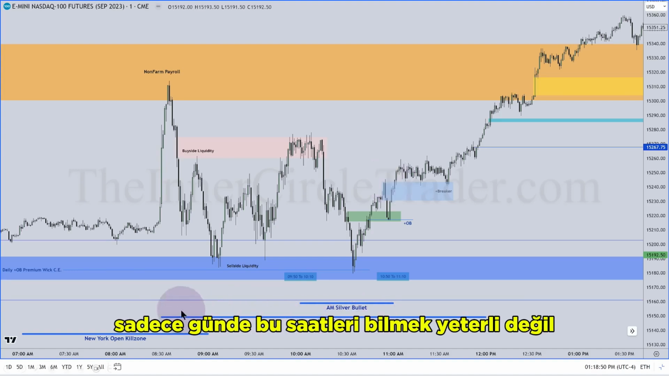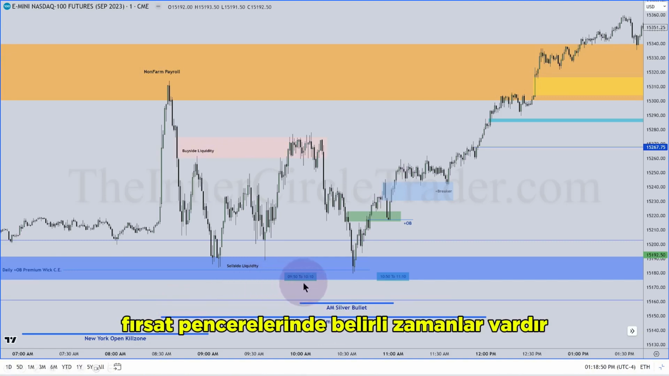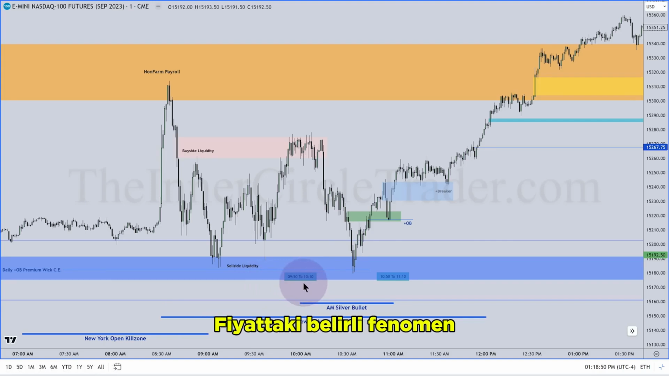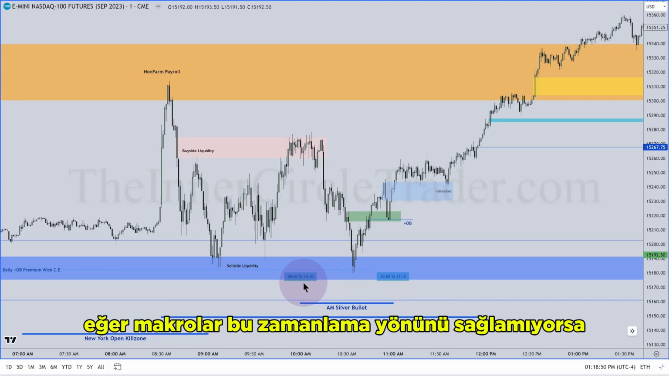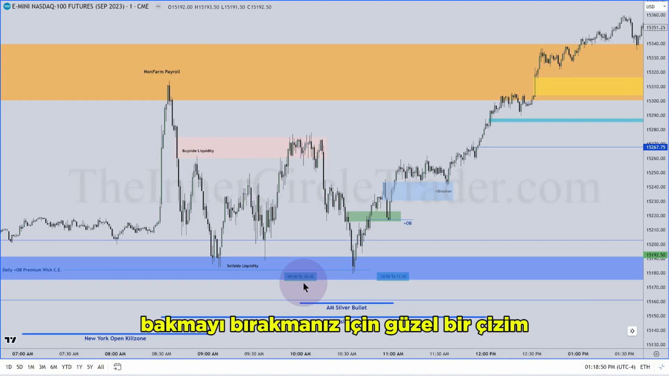It's not enough to simply know these times of day. Inside those respective times, there are specific windows of opportunity for me to anticipate a specific phenomenon in price, where it will start behaving like we would expect it to. It will start running for liquidity. It will start running for inefficiency. If the macros do not provide that timing aspect and the market just simply doesn't budge, that is many times a beautiful illustration for you to stop looking and close your charts.